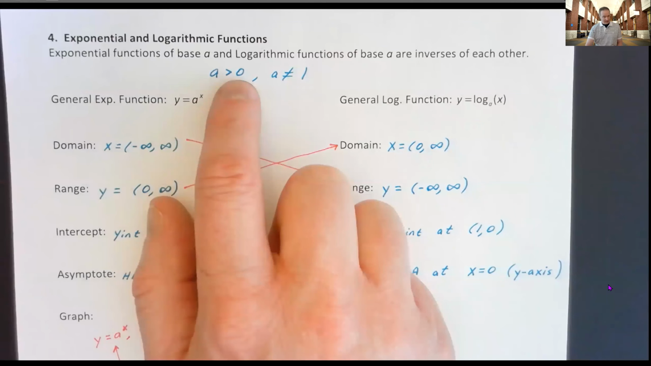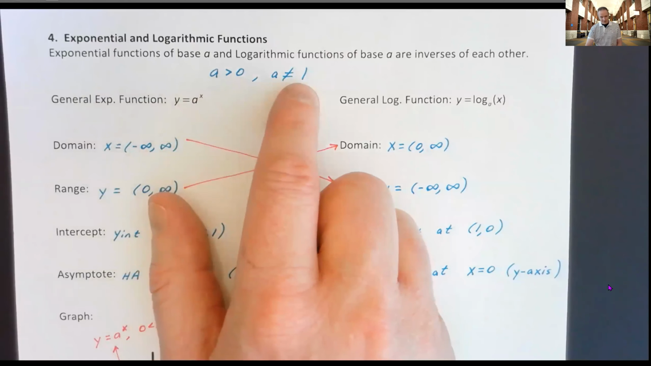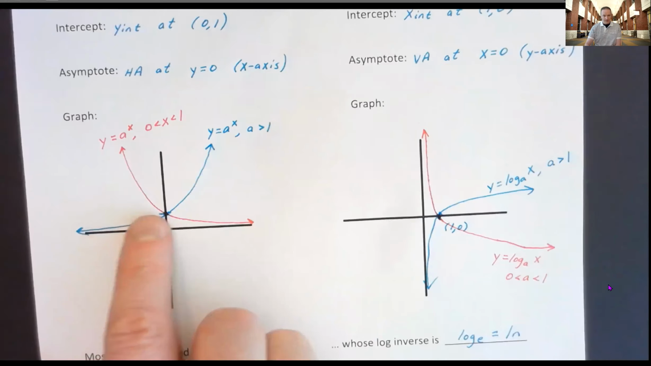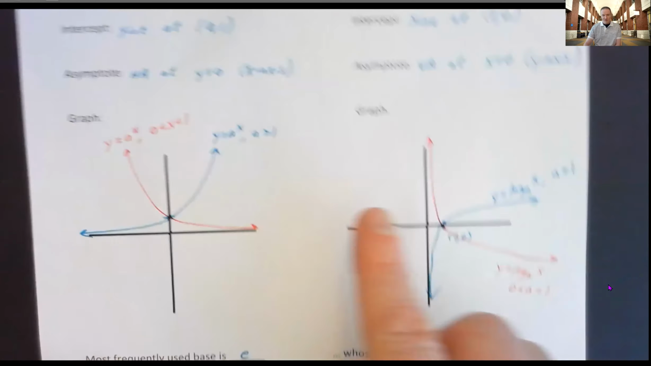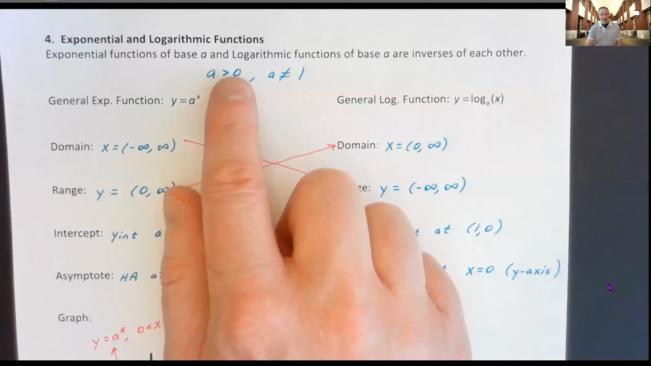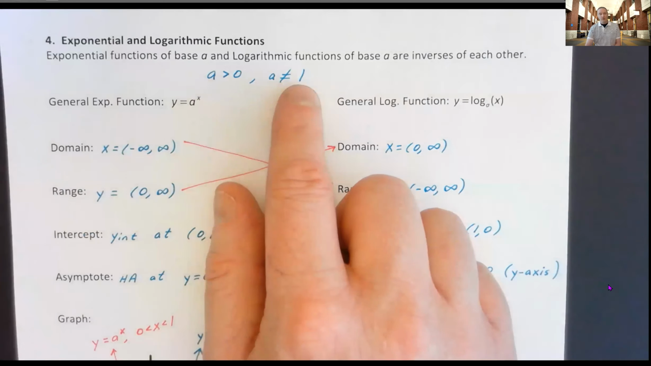that base A has to be a positive number. It cannot be 0. It cannot be negative. And the only reason we trivially say it cannot be 1 is because if it's 1, it's not an exponential function. 1 to any power is always 1. If y equals 1 to any power, it's just a horizontal line. But in this case, as long as A is not 0 and as long as it's not equal to 1, then we can say, yeah, it's an exponential function.